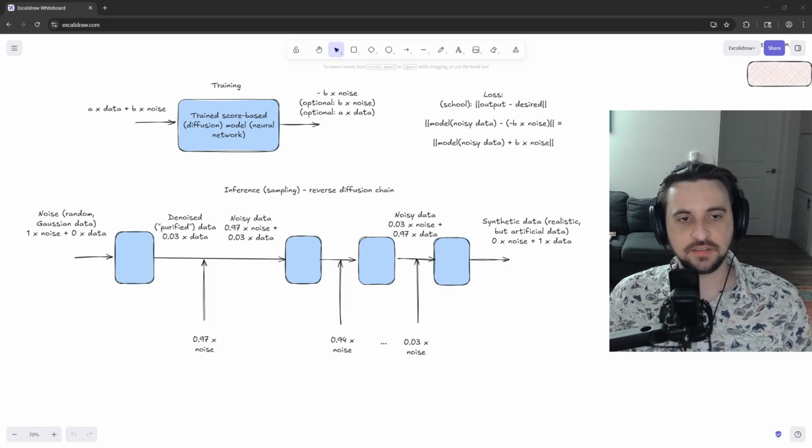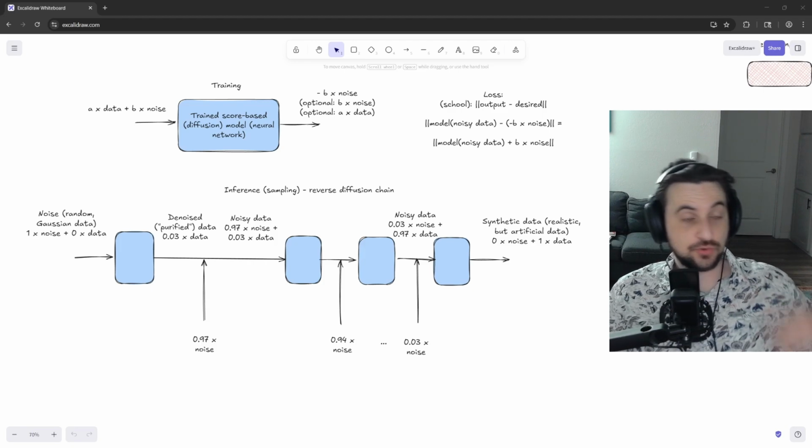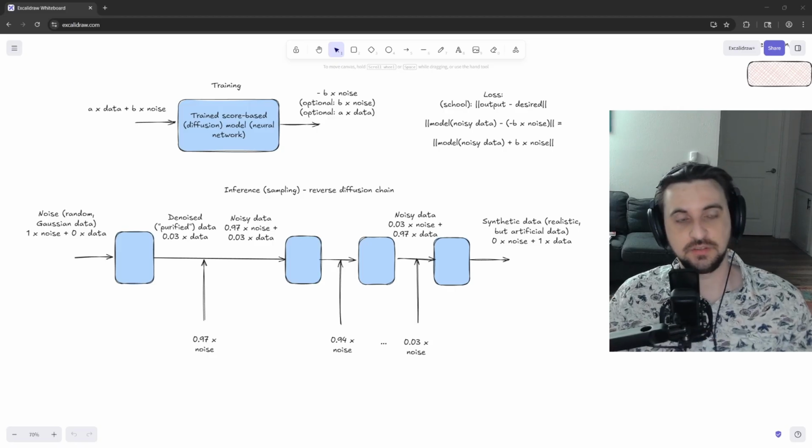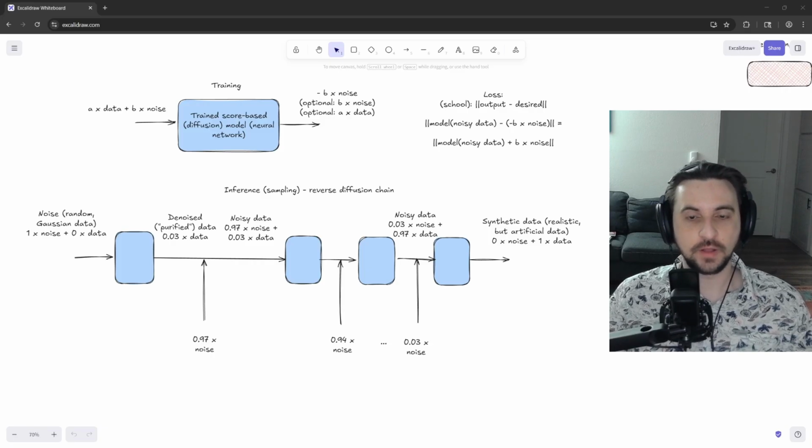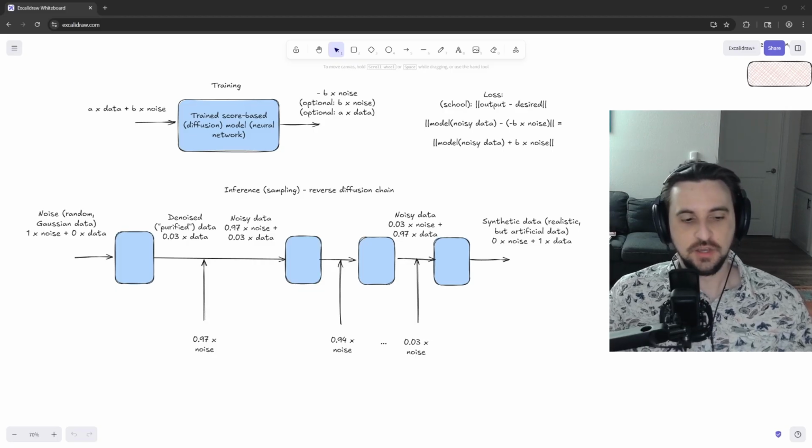But given a denoiser, a deep neural network that can denoise or predict the noise from multiple levels of data plus noise, each with different coefficients, we can sort of magically get from 1 times noise plus 0 times data, so pure noise, no structure, to 0 times noise plus 1 times data, which is pure data without noise, right? So we can generate synthetic data, okay?